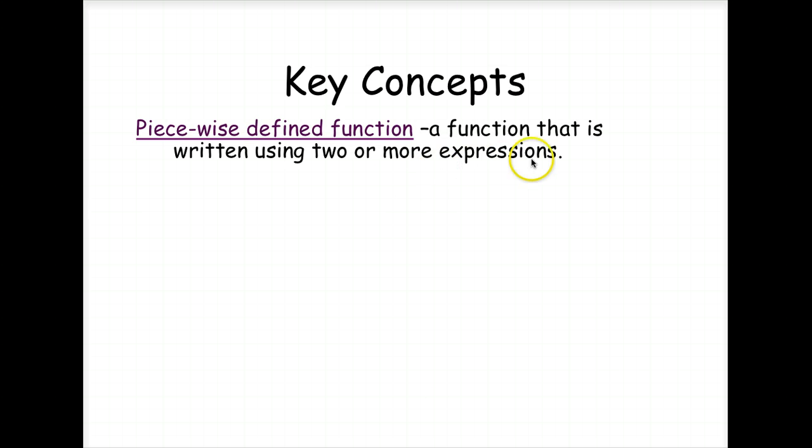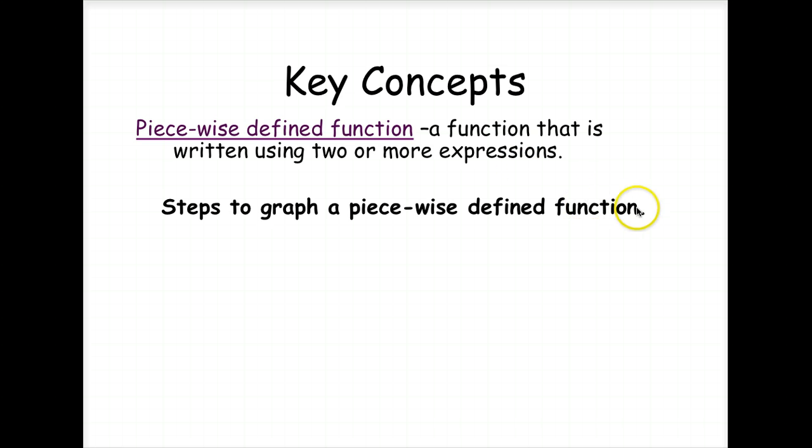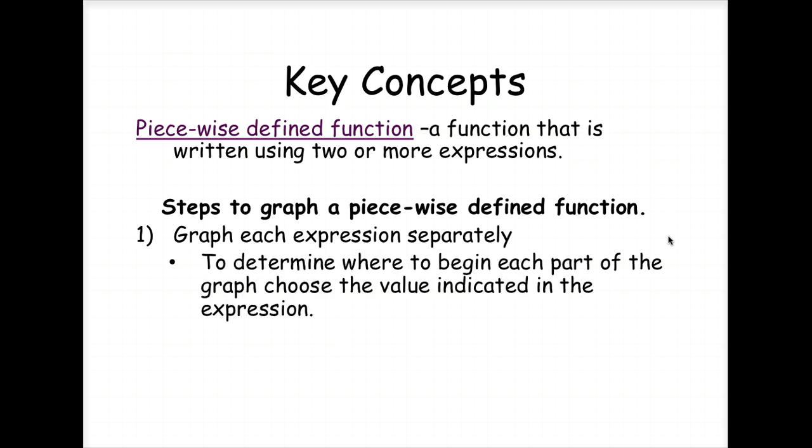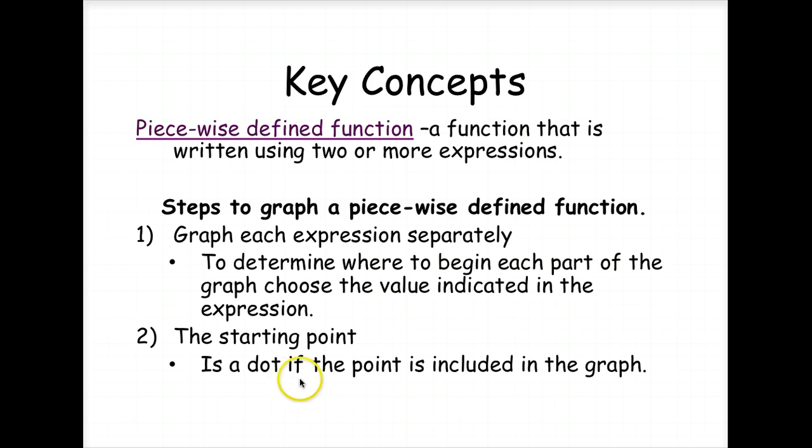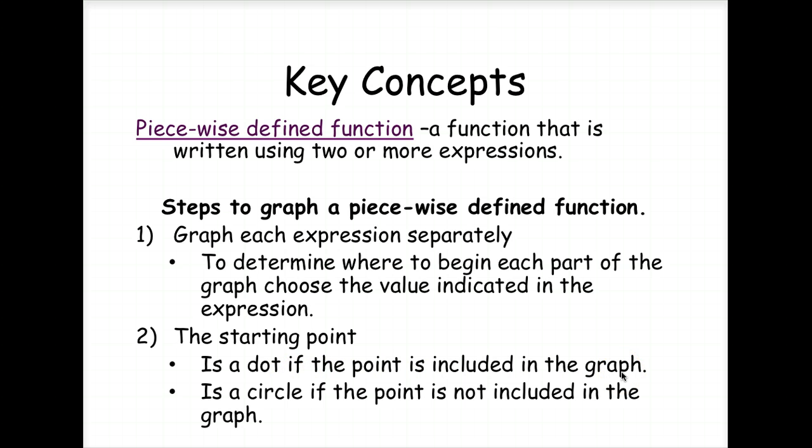A piecewise defined function is a function that is written using two or more expressions. So you'll need to make notes on steps to graph a piecewise defined function. First of all, you have to graph each expression separately. Now, to determine where to begin each part of the graph, choose the value indicated in the expression. We'll look at that more closely to see what that means. And the starting point is a dot if the point is included in the graph, and is a circle if the point is not included in the graph. So you're used to that with inequalities, right?